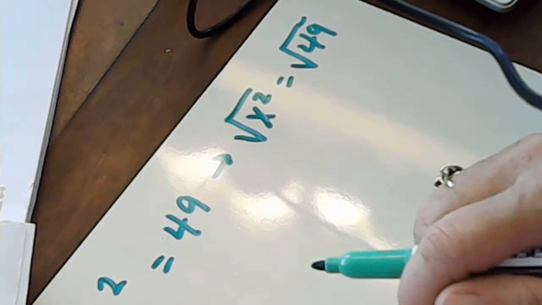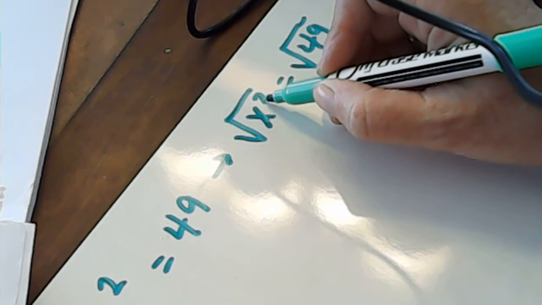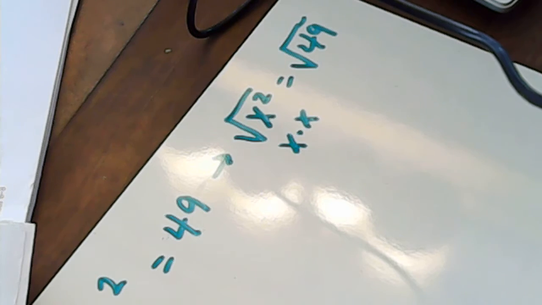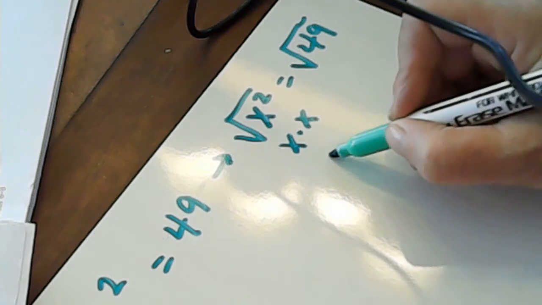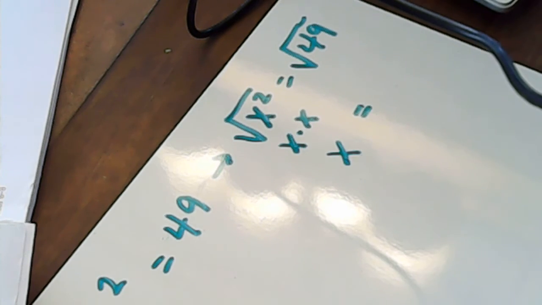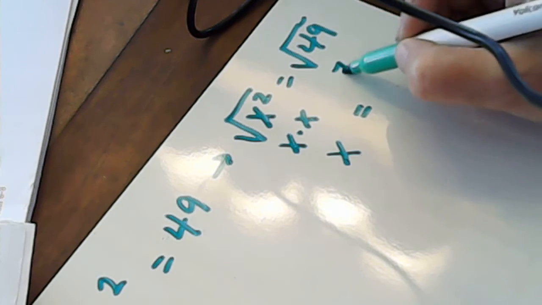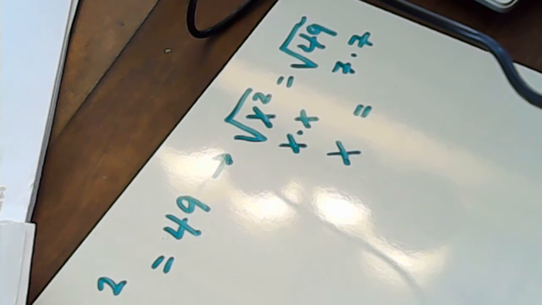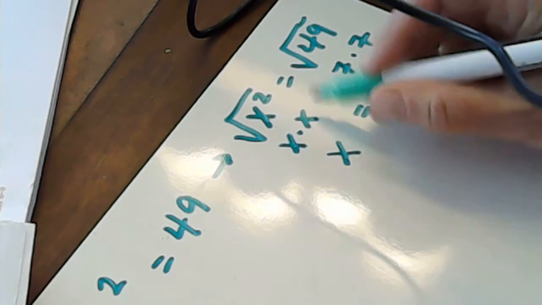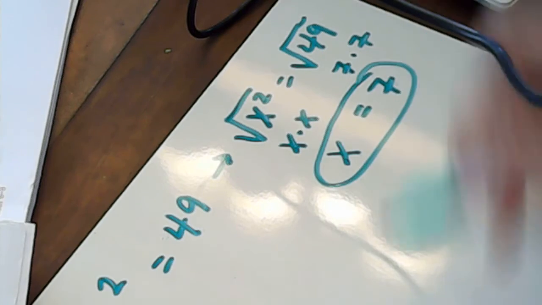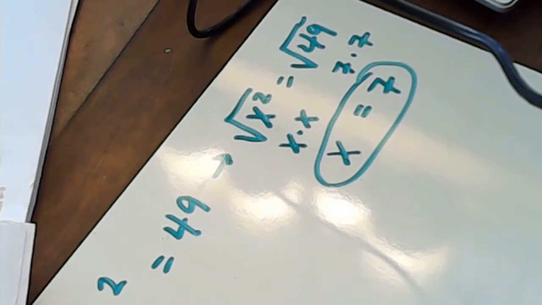So when I do that as a process, what's the square root of x squared? Well, hopefully you can already see that that is x times x. So the square root is x equals, and for 49, my squares are 7 times 7. Therefore 7 is the square root of 49. So my final answer for this equation is x equals 7.